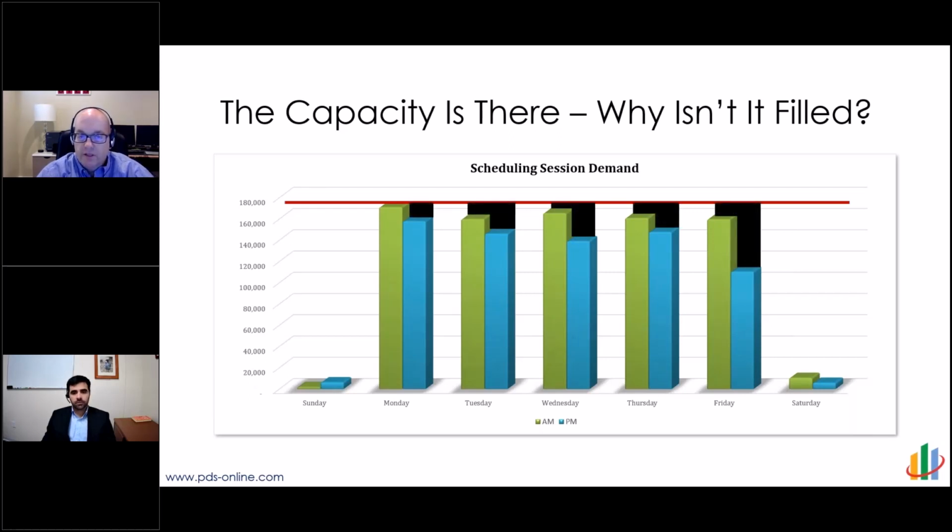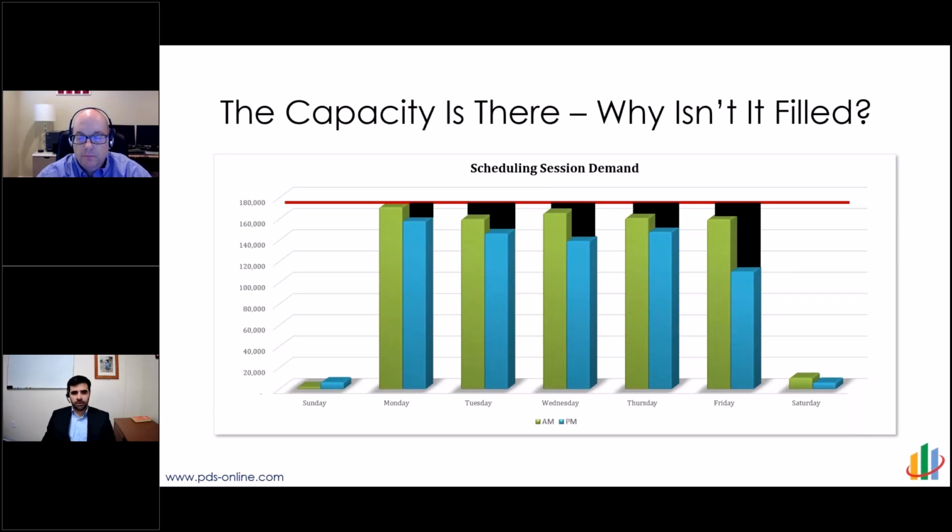Why is it that we're not doing that every time? Now, that may be a provider end, that may be a patient end, but we need to figure out why, because all of that black you're seeing right there, that's capacity. We know we can do that level because we're doing it. So why are we not filling the rest of that capacity that's sitting out there?